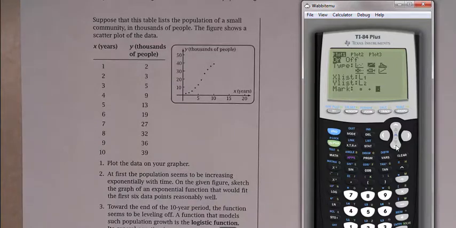Make sure that your X list should be the inputs, which came from the L1 column. And then my Y, or my output, should be the L2 column. And I've changed the mark. You can get these big dots, you can use pluses. I choose dots, like smaller dots, so that they're not protruding out of my graph. All right, and then before we graph this, let's think about our window.